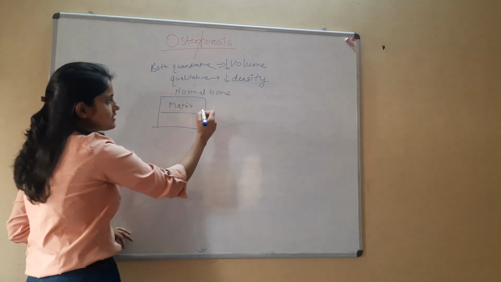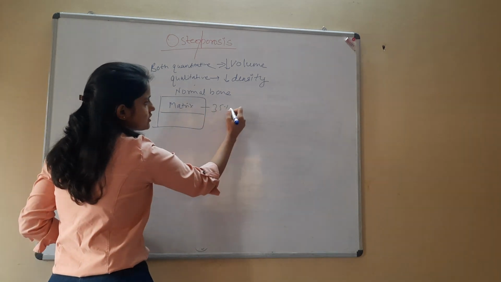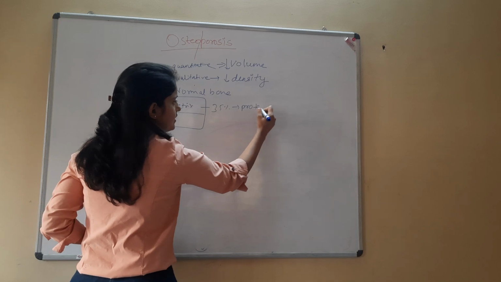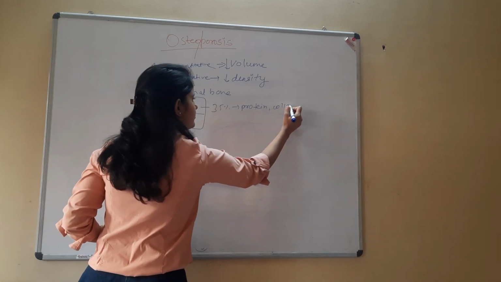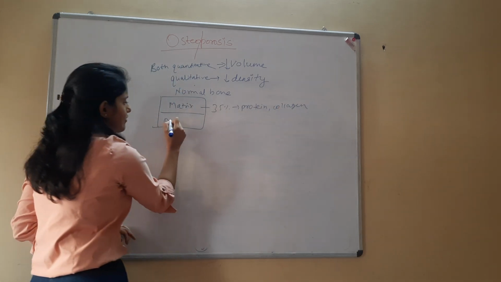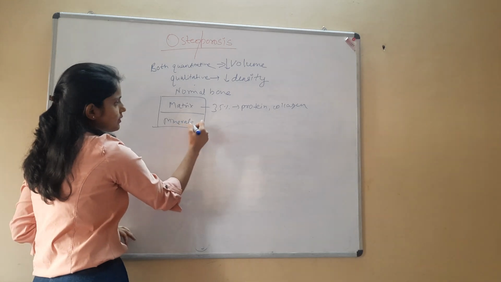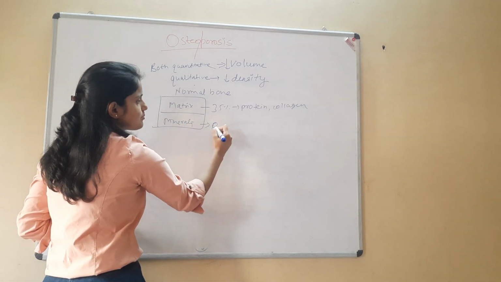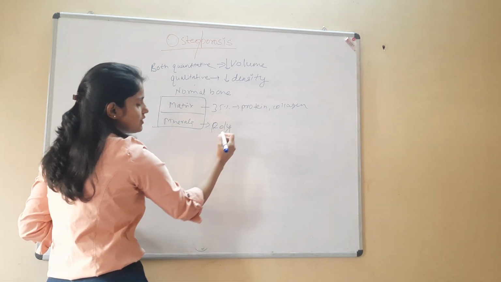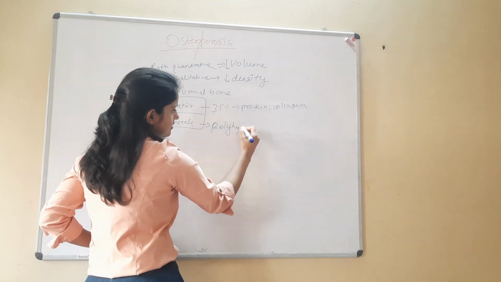In normal bone, there is 35% matrix, which contains protein and collagen, and 65% minerals, which contains polyhydroxyapatite, calcium carbonate and calcium phosphate.